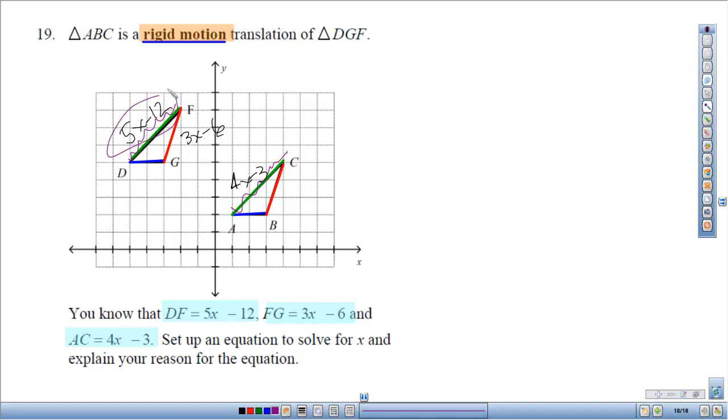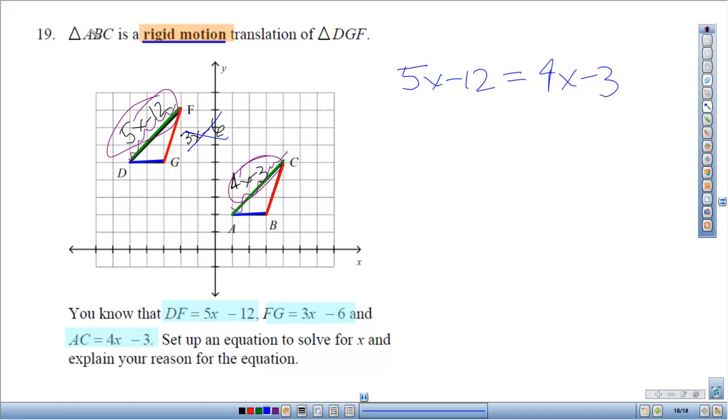All you have to do is notice that these are the two that should be equal. Some students try to make an equation out of the whole thing. Can you see that FG really doesn't match with anybody? It's these two green segments. So if you write the equation, 5x minus 12 has to be exactly the same as 4x minus 3.